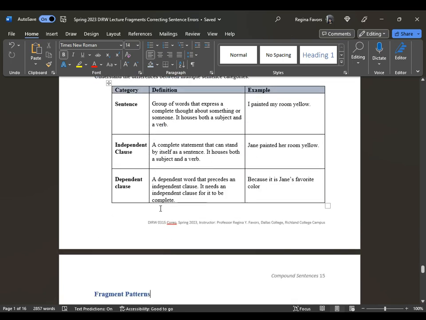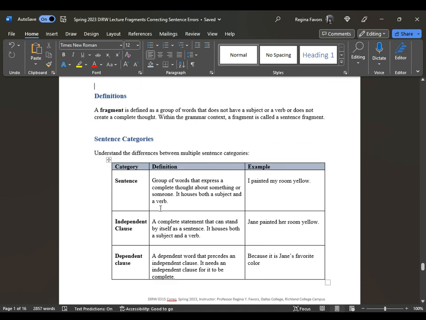So we understand here are your sentence categories, and these are just a review again. A sentence is a group of words that express a complete thought about something or someone. It houses both the subject and a verb. I painted my room yellow. A complete thought can still be arguable, because we would want to know why she painted the room yellow.